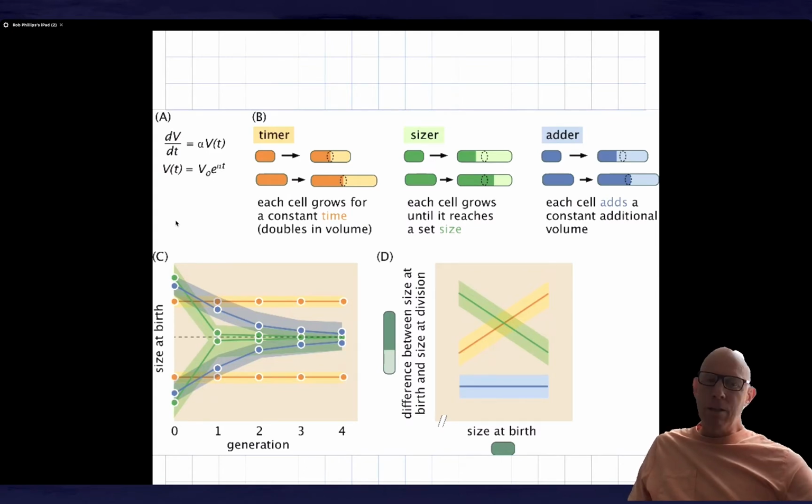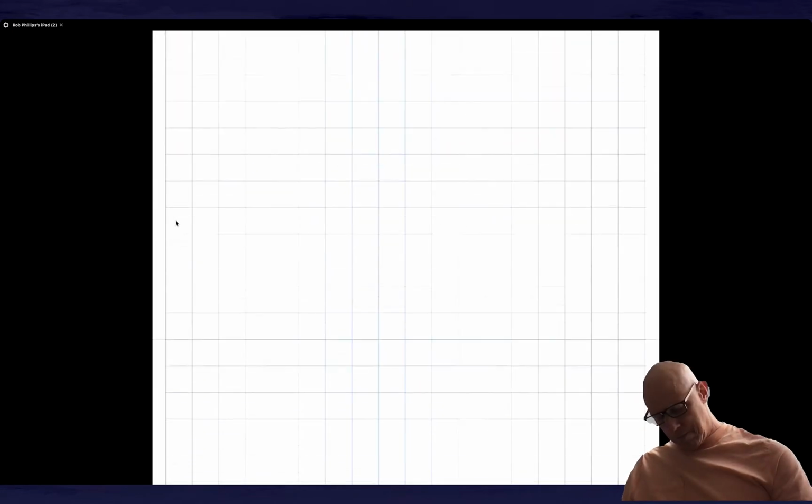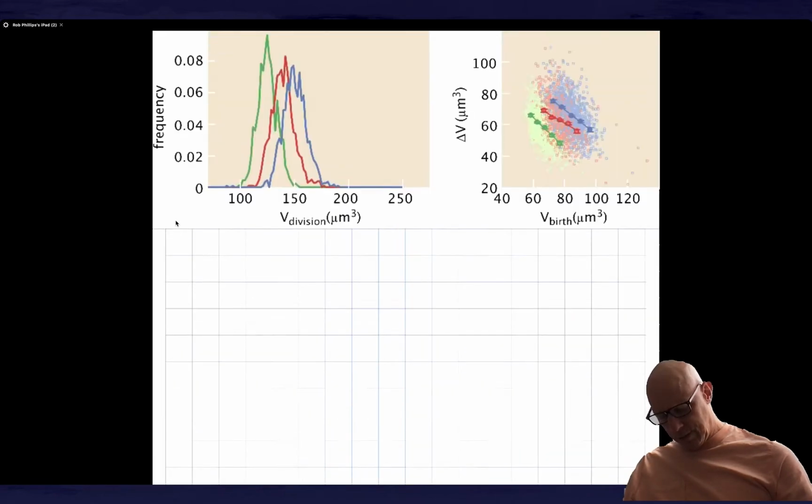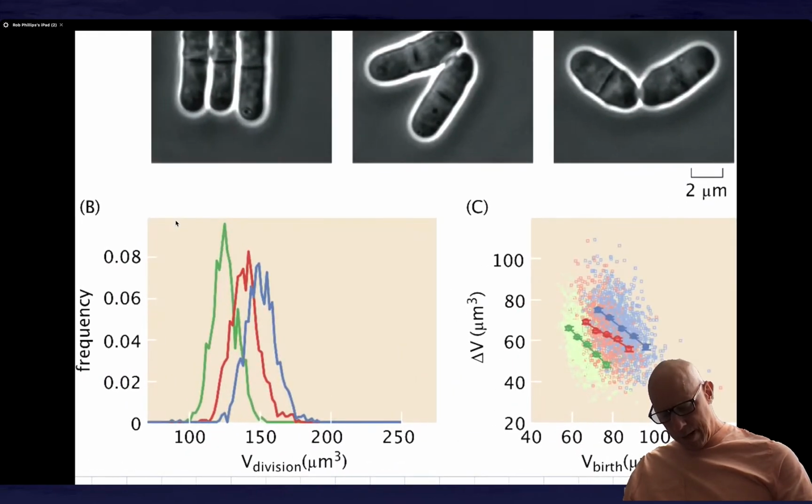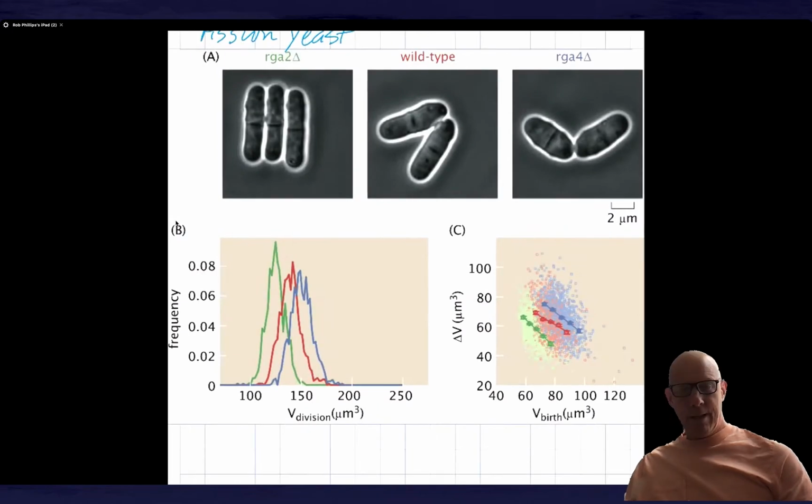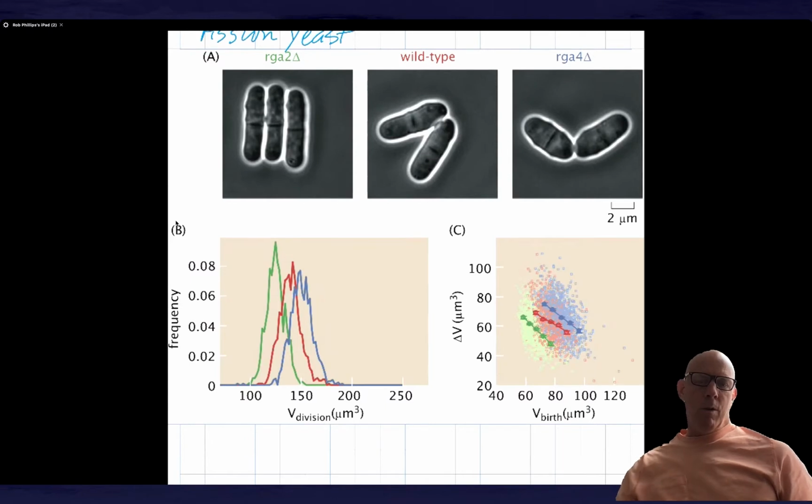I will come back to that a little bit just to demonstrate experimentally what one would expect in a sizer model. In fact, let's actually just look. It's shown over here on the right, which is a really brilliant way of plotting the data. So what is the idea? If you're a sizer, if you grow until you reach a critical size, then the amount of volume that you add will depend upon how big you were at birth. The bigger you were at birth, the less you'll add, because getting to that critical size takes less mass.